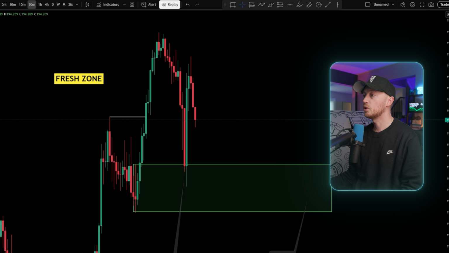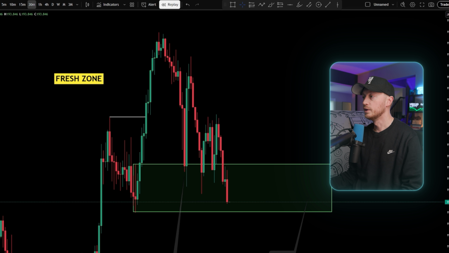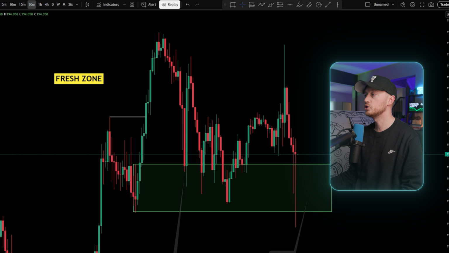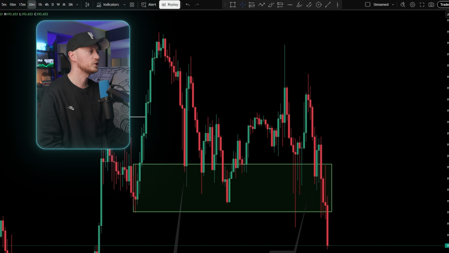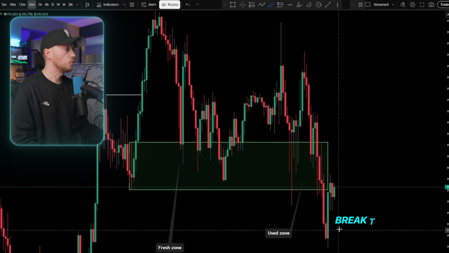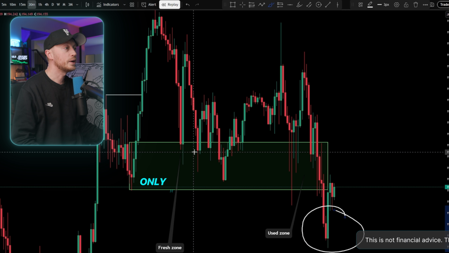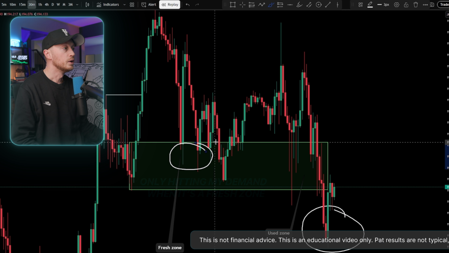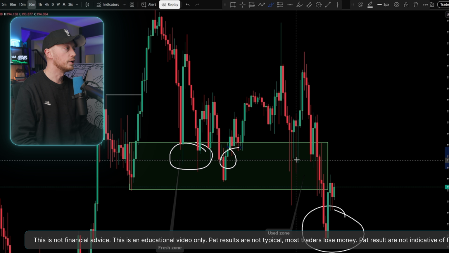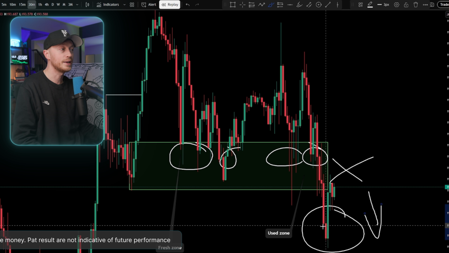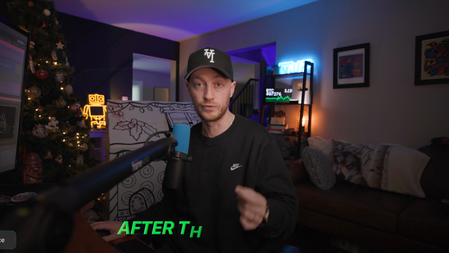Now, do I want to use that zone again? No, it's not fresh anymore. Now, we're getting a couple of decent reactions off of this zone, but it is no longer fresh. So what does that mean? It's not going to hold. Eventually, we break through here. We would have hit our stop loss. I'm only hitting my demand when it's a fresh zone. When it comes into this zone over and over and over, it's getting weaker, and eventually it's going to break, if not break right away after the first usage.